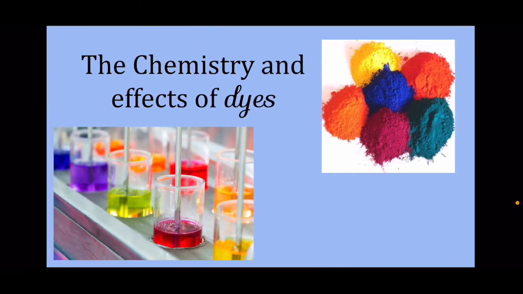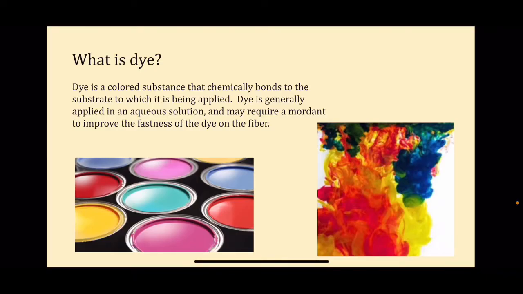This is the chemistry and effects of dye. Here are some picture examples of liquid and powder form dyes. What is dye? Well, a dye is a colored substance that chemically bonds to the substrate to which it is being applied. It distinguishes dyes from pigments, which do not chemically bind to the material they are coloring.